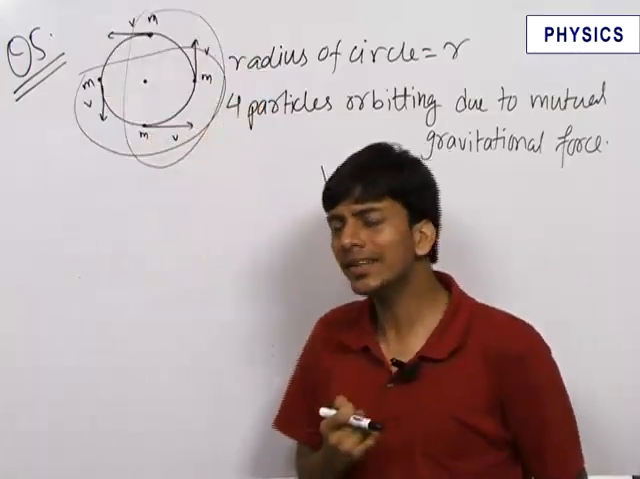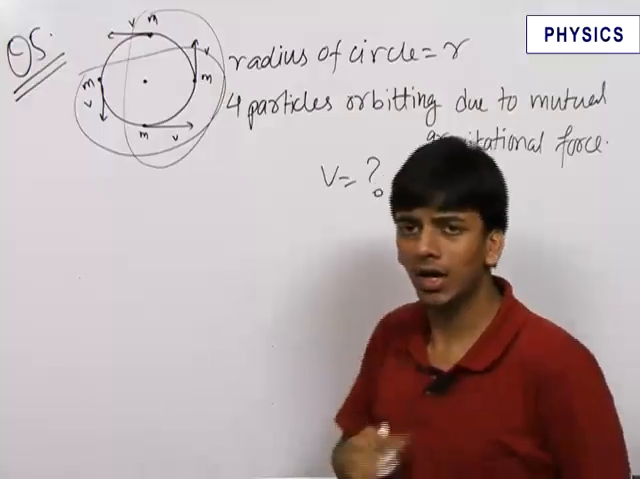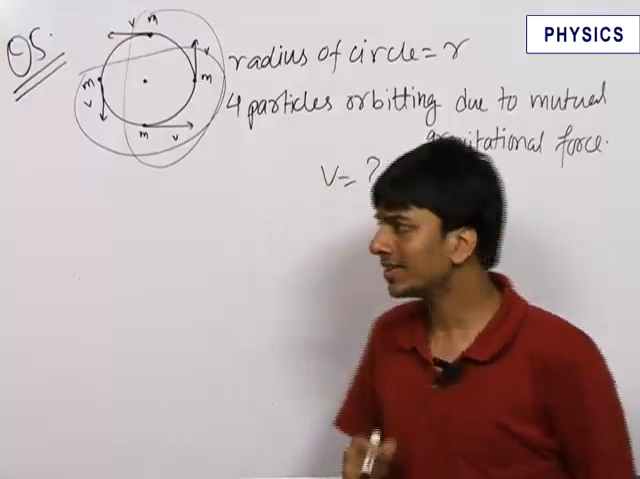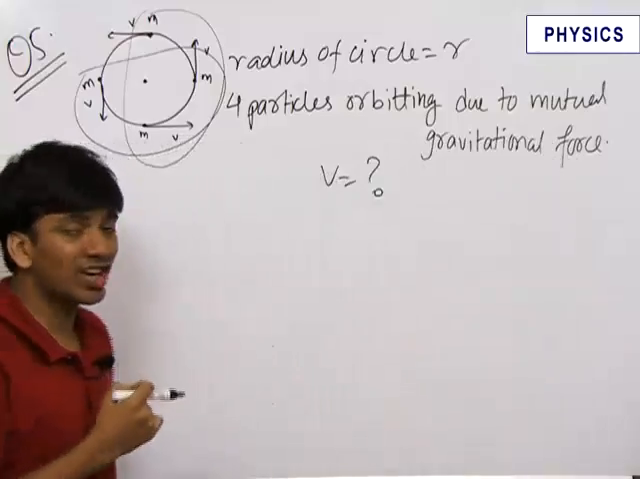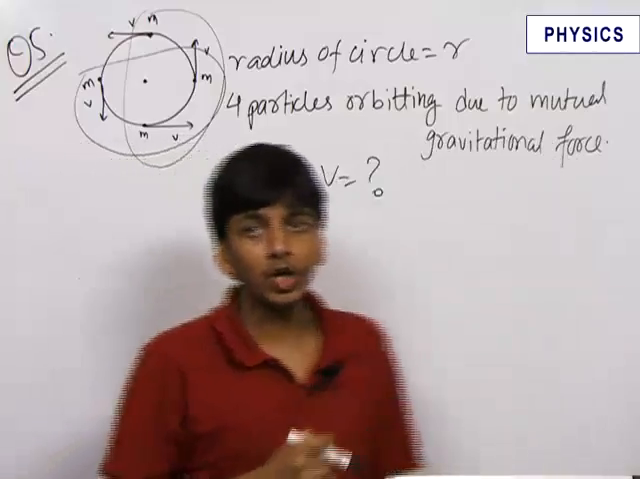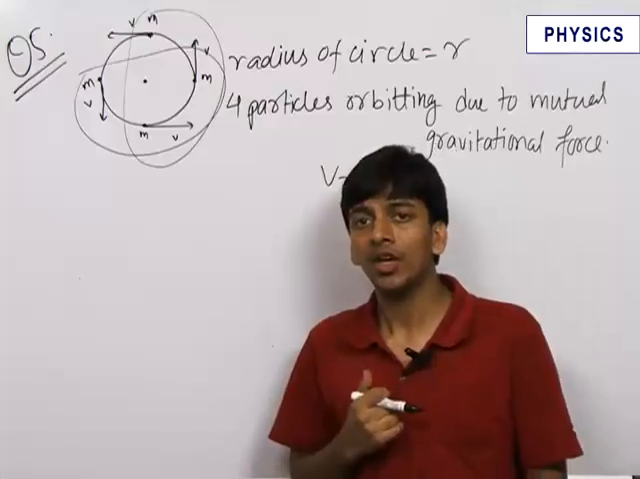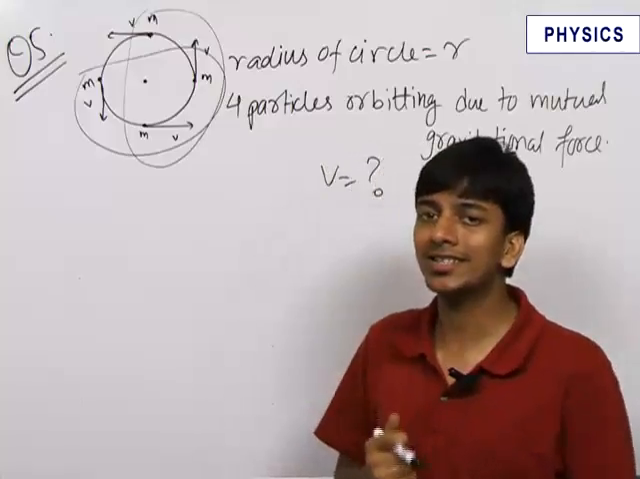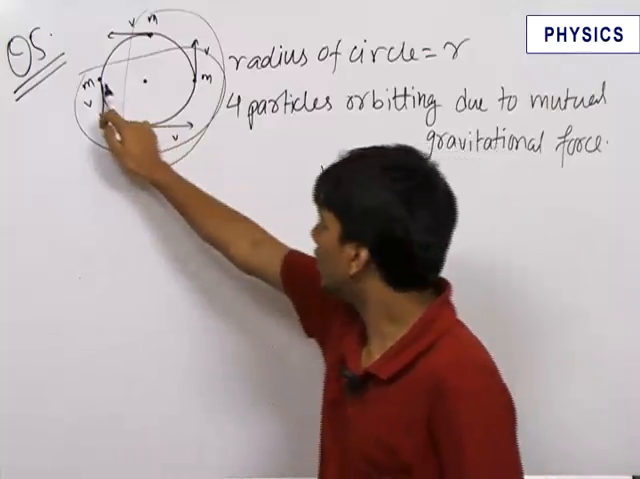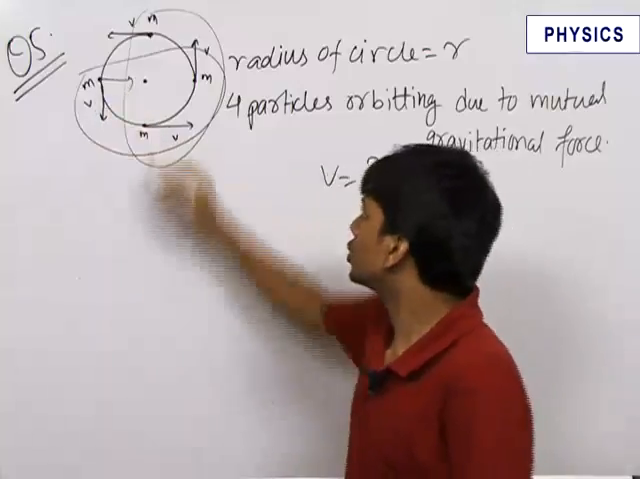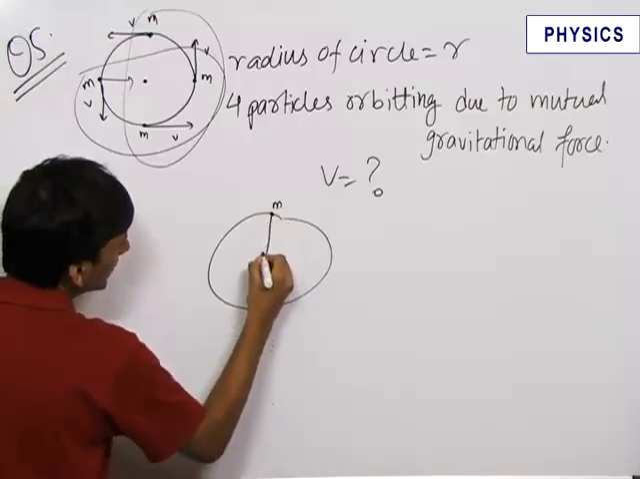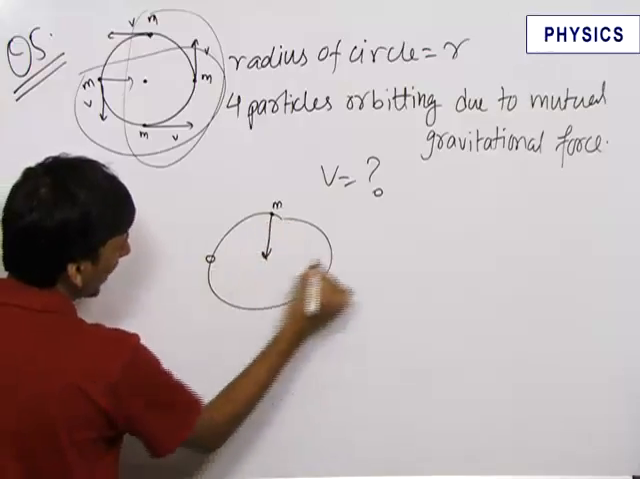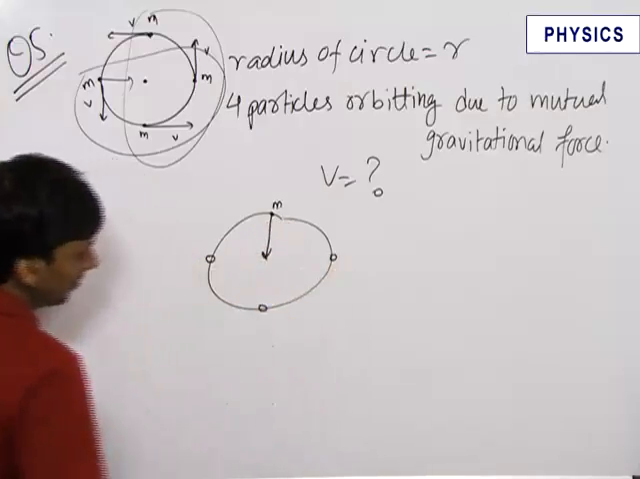Now, why does it need the other gravitational forces for its circular motion? The simple reason is that whenever there is a circular motion, there is an acceleration equal to v square by r directed towards its center. So for any circular motion, an object needs a centripetal force which acts towards the center of the circle. So for this mass m at the top, it needs a centripetal force which is provided by these 3 masses.